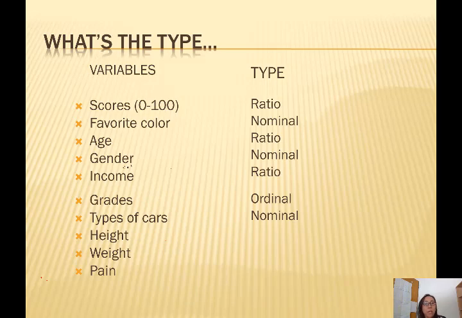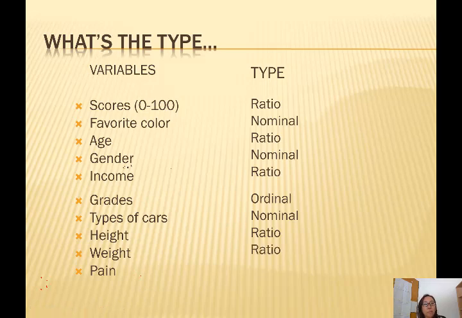It would be ratio because there is a beginning point on the scale that we use to measure our height, starting with 0. And similarly for weight, this is continuous data, and ratio because it's also a pre-existing scale that we use to measure ourselves.